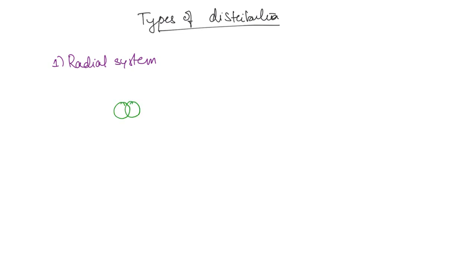Now, types of distribution system. The first one is the radial system. Here, there is a transmission substation from which the distribution system starts. There is going to be one huge feeder, here there is going to be another feeder, and here you have the distribution substations.